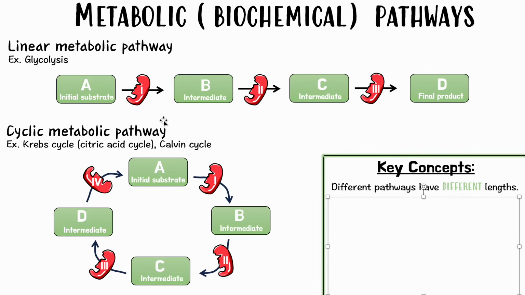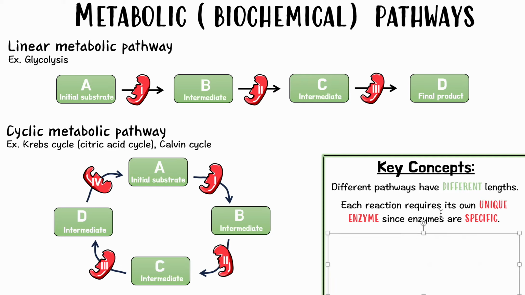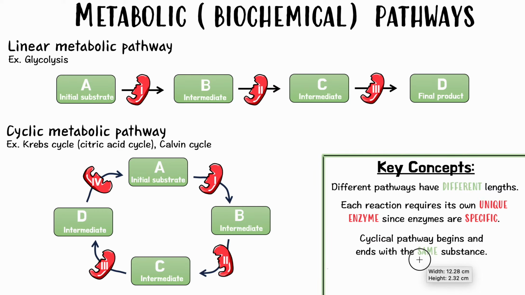Okay, awesome. So quickly, key concepts. Different pathways have different lengths. They're not always 4 things long or 5 things. It could be 10, could be 2, different lengths, okay? Each reaction requires its own unique enzyme. So this was a unique enzyme to turn A into B. This was a unique enzyme to turn B into C. They're all different, okay? Each enzyme is specific. I cannot overemphasize that. So a cyclical pathway begins and ends with the same substance.